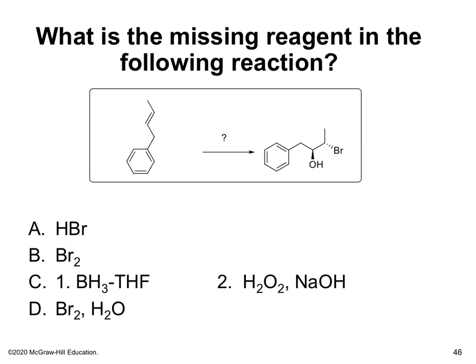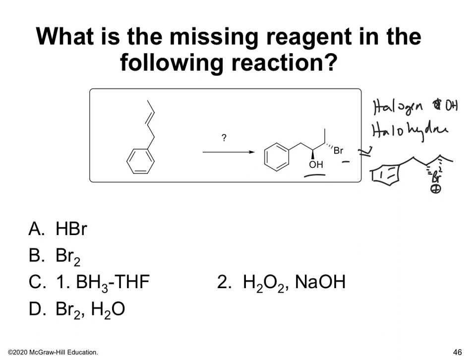Here, what are we adding across this carbon-carbon double bond? We're adding a halogen and an OH. So this is the halohydrin reaction, and it goes through this bromonium intermediate. So it's going to go through this intermediate. Notice I'm kind of working backwards. This is backwards, retrosynthesis. So we have to go through that intermediate, so we need bromine to get there.